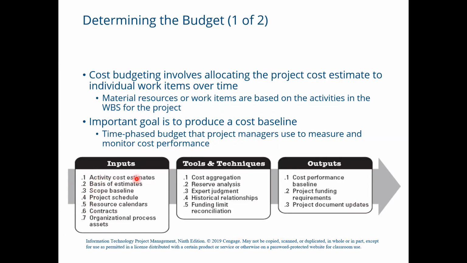We have 7 inputs: activity cost estimates, basis of estimates, scope baseline, project schedule, resource calendars, contracts, and organizational process assets. These are the 5 tools and techniques which we need to apply on the inputs to get the required outputs: cost aggregation, reserve analysis, expert judgment, historical relationships, and funding limit reconciliation. The required outputs for this phase are the cost performance baseline, project funding requirements, and project document updates.